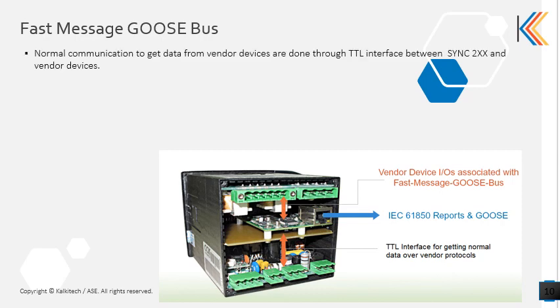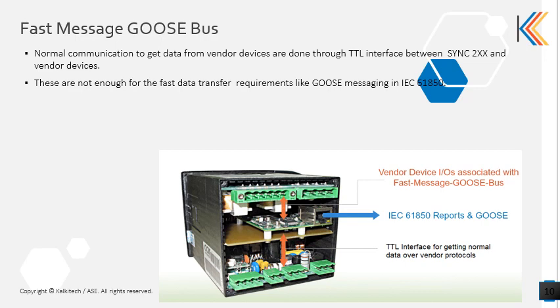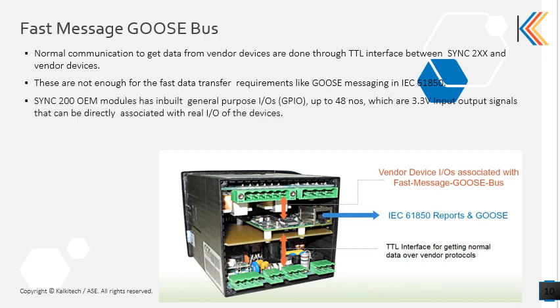Normally, it is a TTL port interface between SYNC200 and vendor devices that is used for the communication, but that is not sufficient for the GOOSE messages in 61850. So what we call GPIOs are available up to 48 in number, having 3.3 volt input output signals that can be directly associated, and level shifters can be used to support different voltage ranges on the IOs, and that can be directly associated with the GOOSE messages.